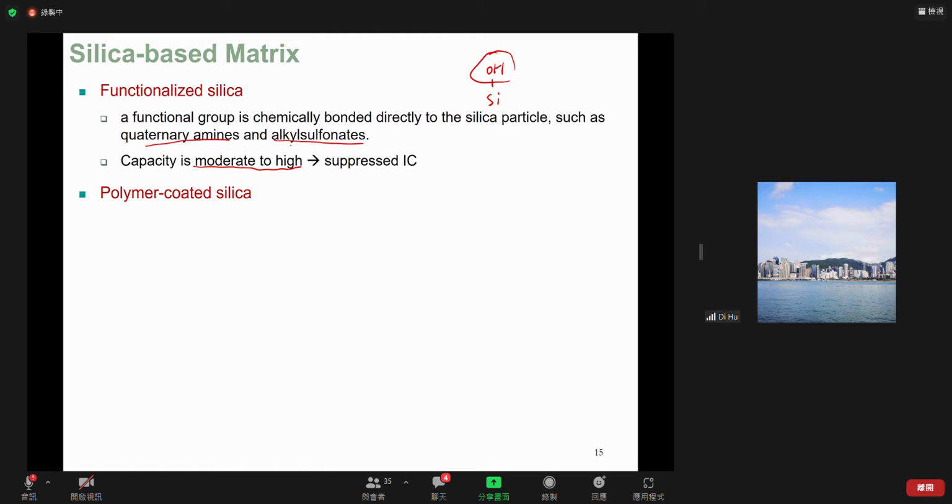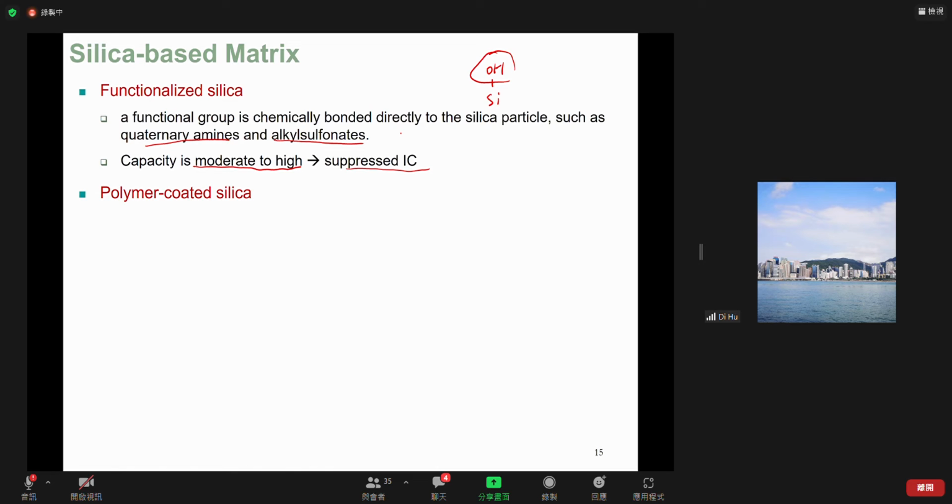That means later on, if you're using a conductivity detector, we have to use suppressed IC. Now we're not talking about this one, just for information. So you think about it. Later on we come back to look at why you have to use suppressed IC. So this is for the functionalized silica.